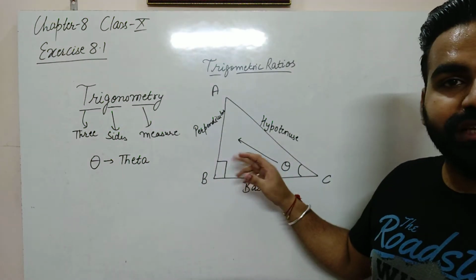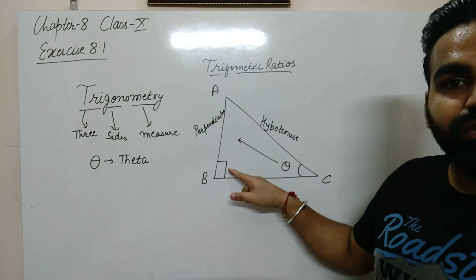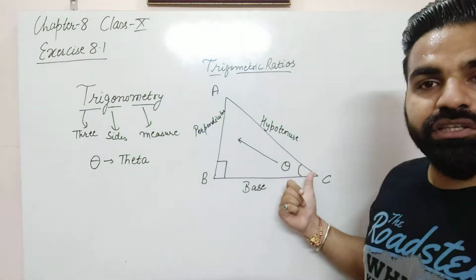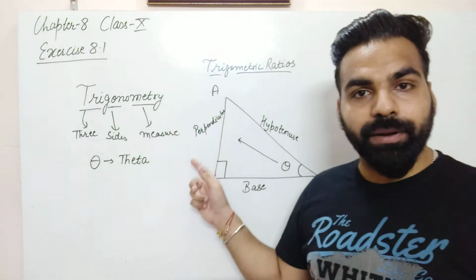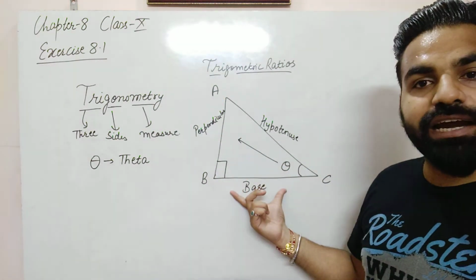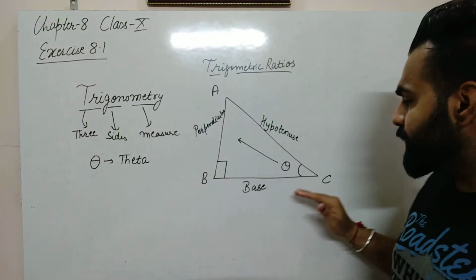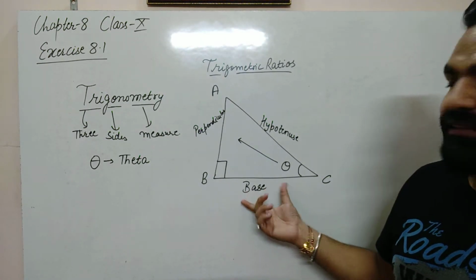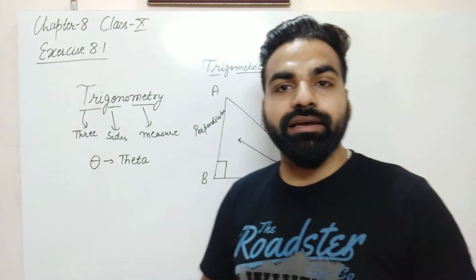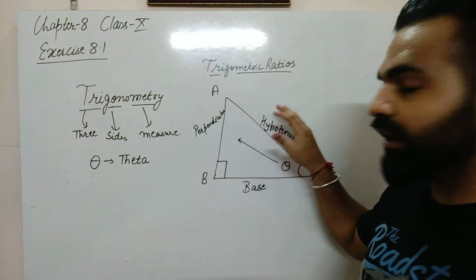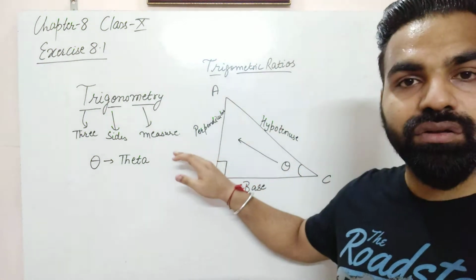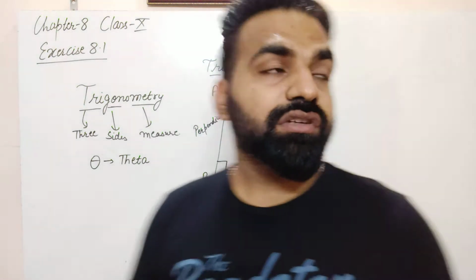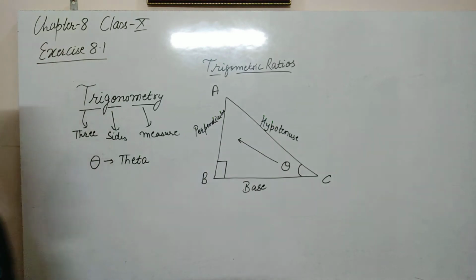So the hypotenuse is the longest side, opposite to the right angle, that is AC here. The side opposite to the angle theta will be our perpendicular, and the included side between the right angle and the angle theta will be our base. First of all, in any right angle triangle we have to find the hypotenuse, base and perpendicular. After that we can find the trigonometric ratios. So now we will discuss the trigonometric ratios.